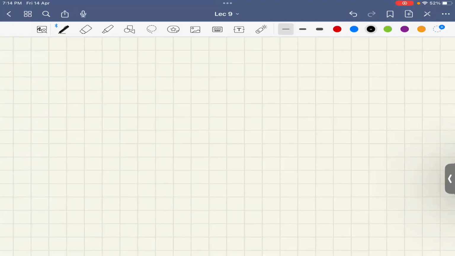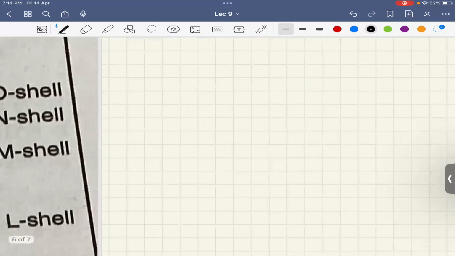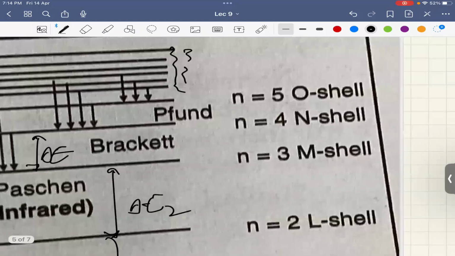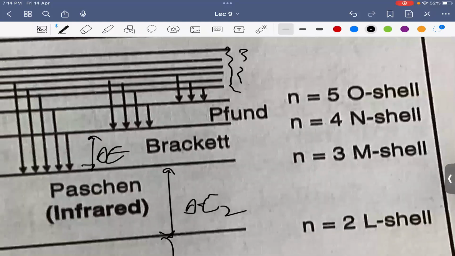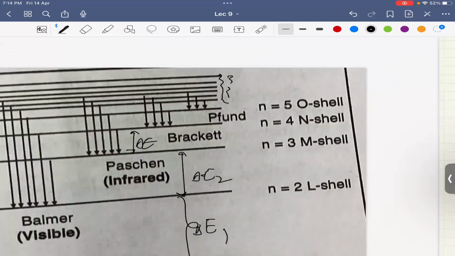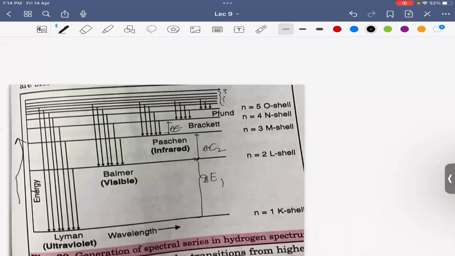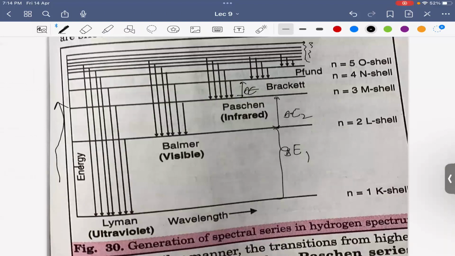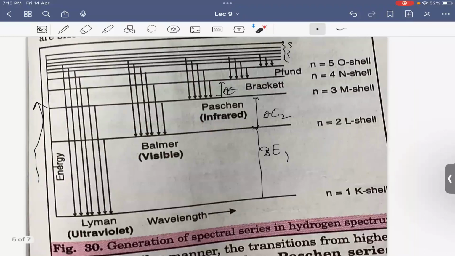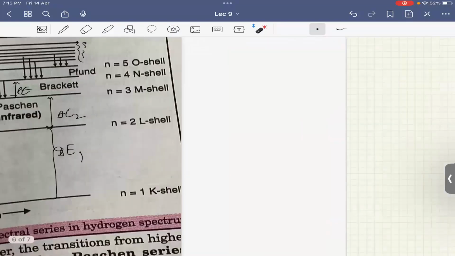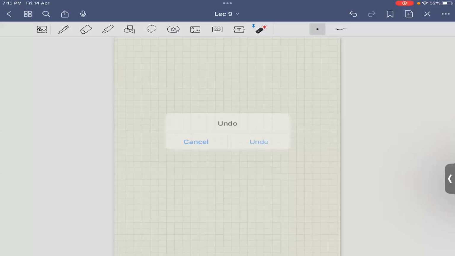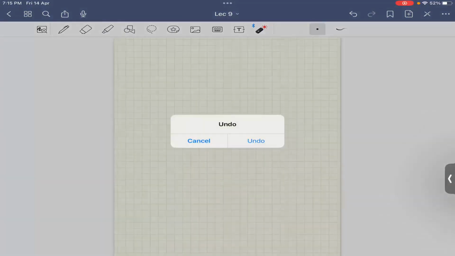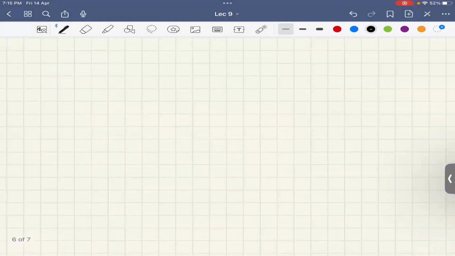Similarly, the lines obtained when an electron jumps to the second energy level, n equal to 2, from a higher energy level are called the Balmer series. In a similar manner, the transition from a higher energy level to n equal to 3 produces the Paschen series. Similar is the case with Brackett and Pfund series. So there exists a relationship, and that is what we are going to study. Okay, it's a note.